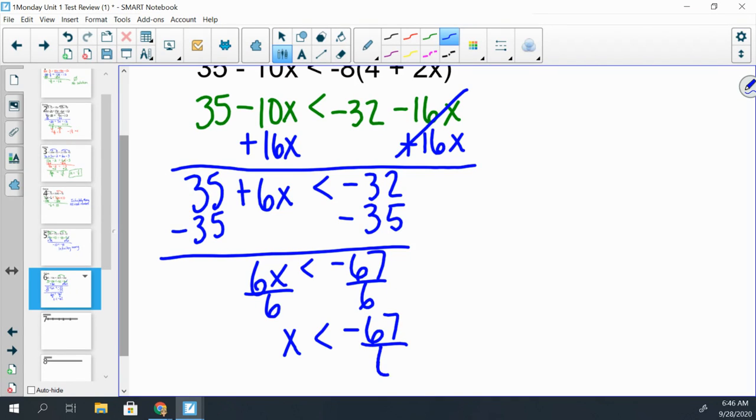-67/6. Which we could see that way, or they could change it to a mixed number. 6 goes into 67 11 times, so we'd have a -11, which is 66. To get to 67, we'd have 1 left over, so -67/6 is -11 and 1/6. So we could see it either way.